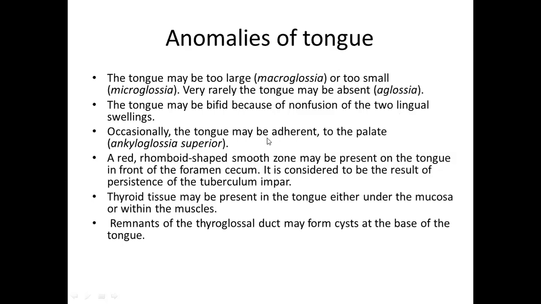Then tongue tie I've already told you, but if it is adherent to the palate, it is known as ankyloglossia superior. Then a red rhomboid-shaped smooth zone may be present on the tongue in front of the foramen cecum. It is considered to be the result of a persistent tuberculum impar. Then sometimes thyroid tissue may be present in the tongue, either under the mucosa or within the muscles, which is an example of aberrant thyroid tissue. Then there may be a remnant of the thyroglossal duct in the form of a cyst at the base of the tongue. So these are the different anomalies of the tongue.